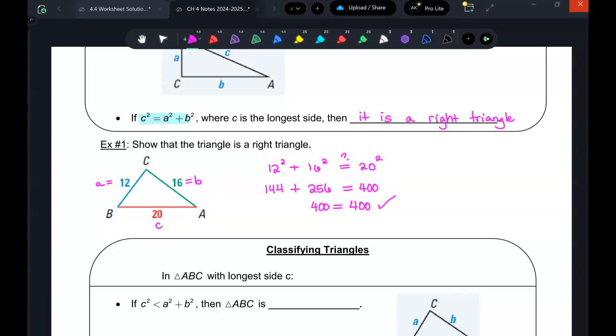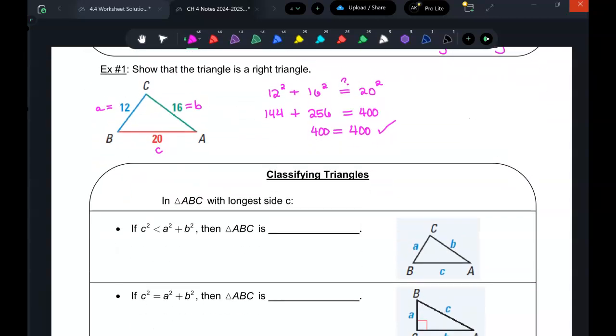Wait, I have a question. How can we put the c on the left? You're going to see, I'm going to rewrite the next ones. We don't always have a right triangle. We could have an obtuse triangle, or we could have an acute triangle. So there's a reason I put the c on the left side.